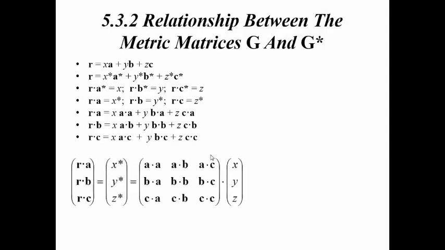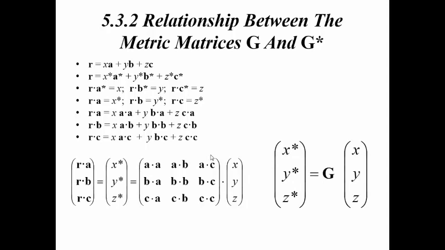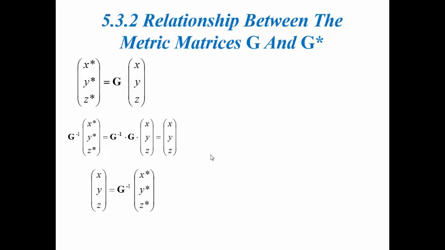So here we have this relationship of x*, y*, and z* is equal to G times x, y, and z. Look at the book for the detailed information on this transformation. So this is a very important transformation. Now, continuing with G and G*, we can multiply both sides by G inverse, and we get this relationship here.